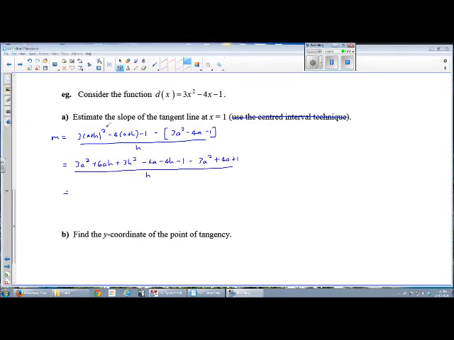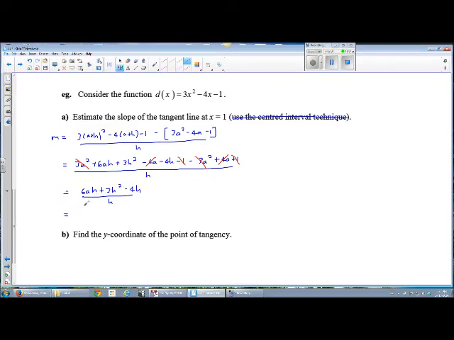Okay, so what I've done is I've expanded this (a plus h) squared. Then I multiplied the 3 into that to get 3a squared plus 6ah plus 3h squared. I've expanded the negative 4 into this bracket to get negative 4a minus 4h. That negative 1 stays here, and then I multiply the negative 1 into this bracket to get negative 3a squared plus 4a plus 1. Now I simplify a little bit: the negative 1 and this positive 1 go, positive 4a and negative 4a go, and negative 3a squared plus 3a squared go. What we're left with is 6ah plus 3h squared minus 4h all over h, which is correct. We need all the terms with h's.